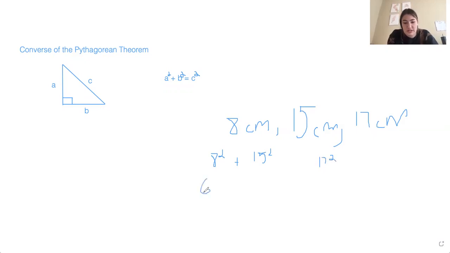So 8 squared, we should know, 64. 15 squared is also 225. 17 is a little trickier, but we'll get 289. So when you add up 64 plus 225, you actually get 289. So a triangle with these side lengths is a right triangle.